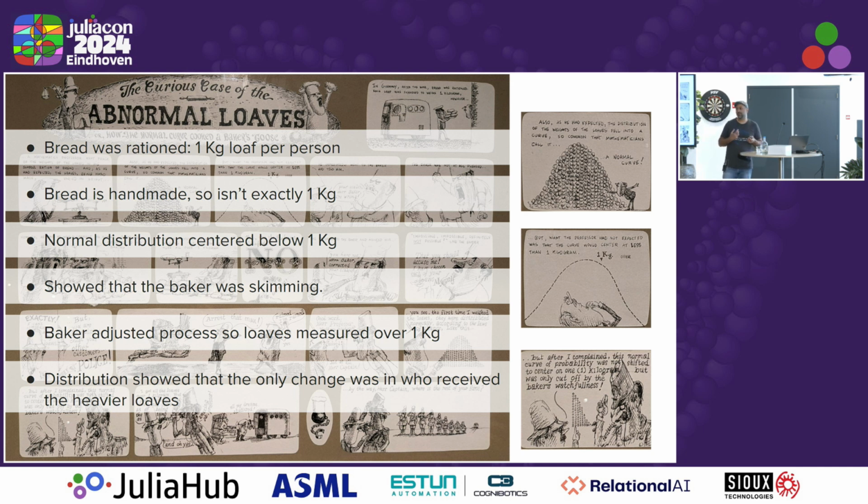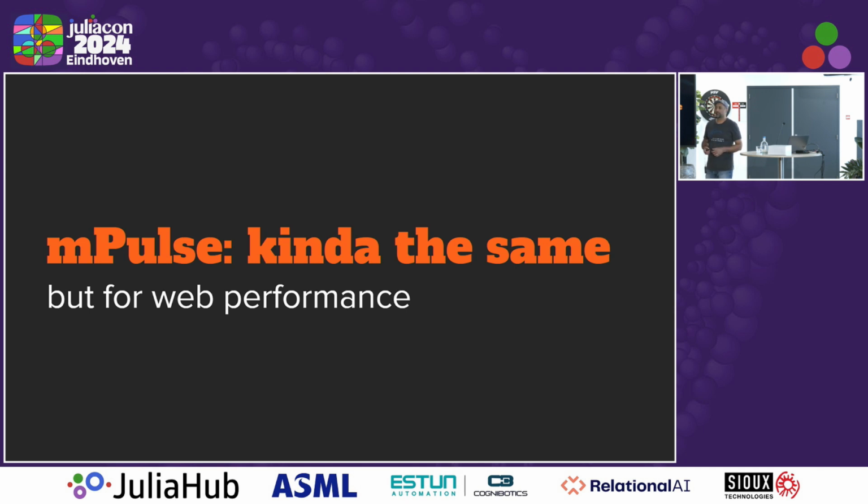So the lesson for me here is understanding statistics and the expected distribution of your data is important to anomaly detection. And luckily, Julia is very good at doing distributions and fitting data to distributions and knowing whether things match or not. So a lot of hypothesis testing is all good in Julia. So mPulse, kind of the same, right? Only we use web performance data instead of the mass of bread.